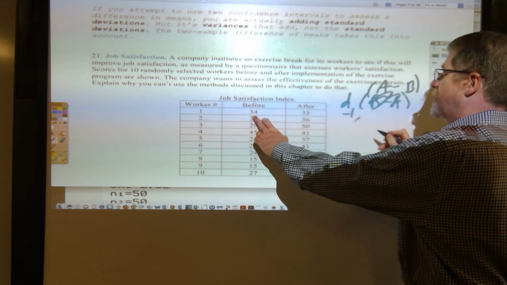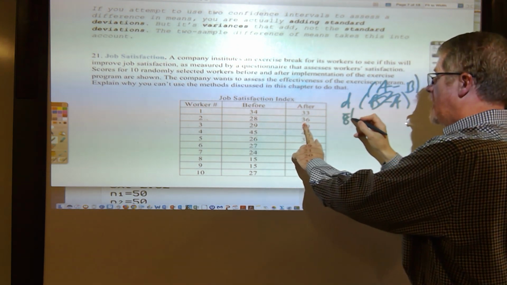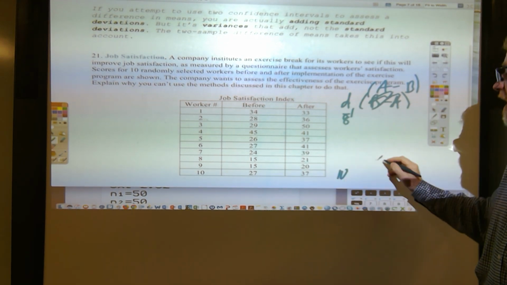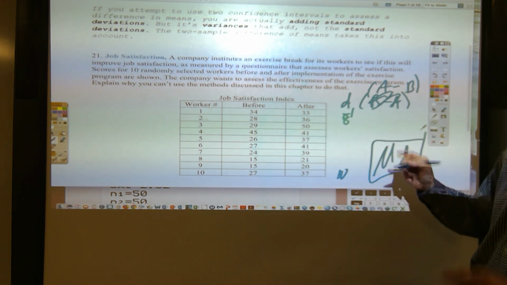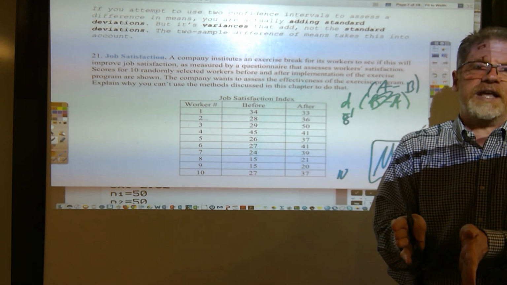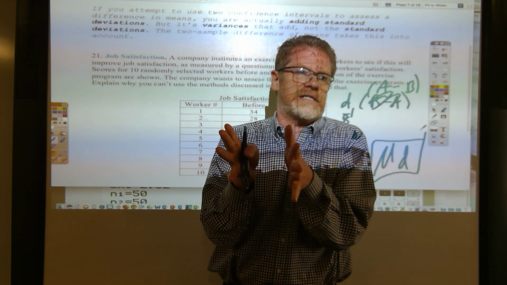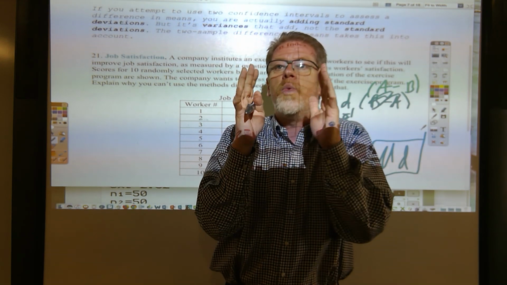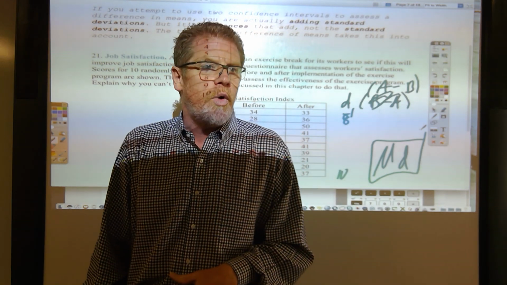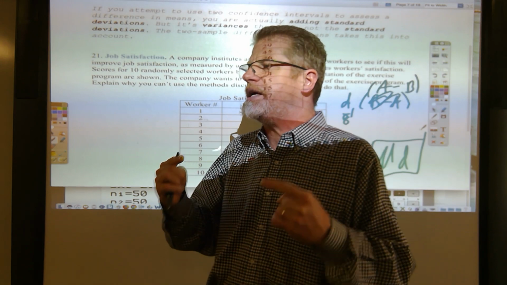33 minus 34, that's a difference of -1. So here's positive 8. We write down all these differences all the way down to 10. And I want to find mu sub D, the mean of the differences, not the difference of the means. If you have independent groups, then you can find the difference of the means. But if you have just one group and you're checking before versus after, right boot waterproofing versus left boot waterproofing, that's when you would use mean of the differences.